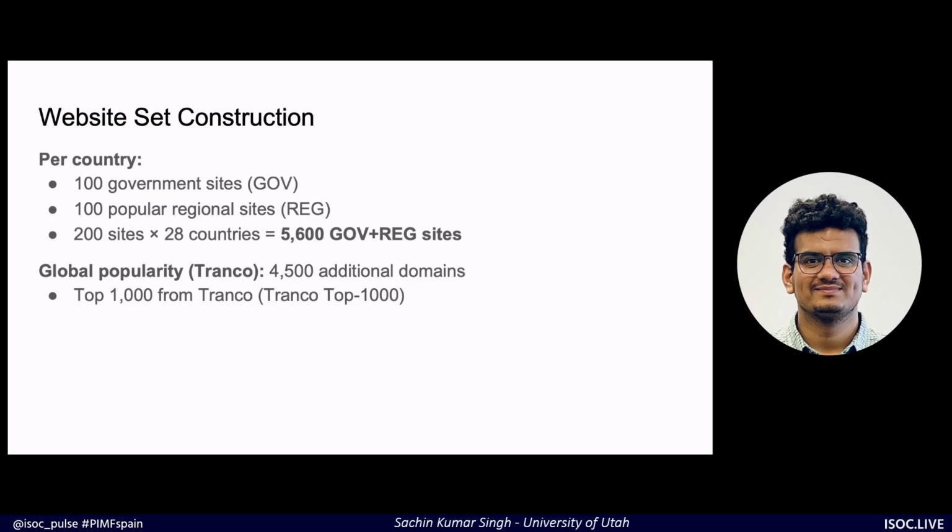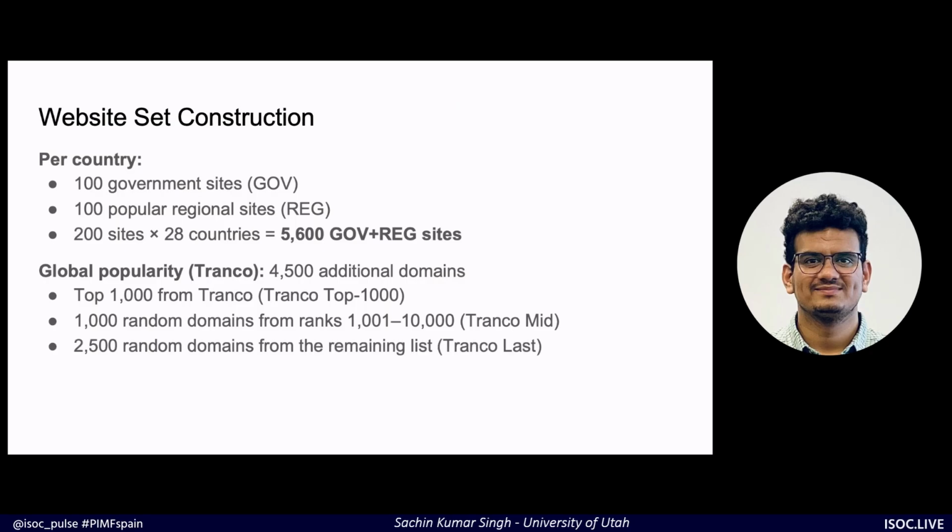How we pick it is we take the top 1,000 from Tranco, which we call Tranco top 1,000. Then we randomly pick 1,000 websites from 1,001 to 10,000, which we call Tranco mid. And for the remaining, we pick 2,500 randomly, which we call Tranco last. After picking all these websites, our final data set is around 10,000 websites, which is 5,600 country-specific websites and 4,500 Tranco websites.